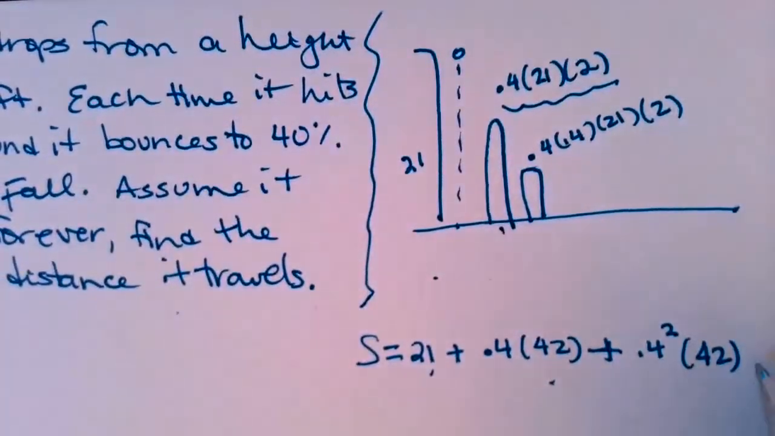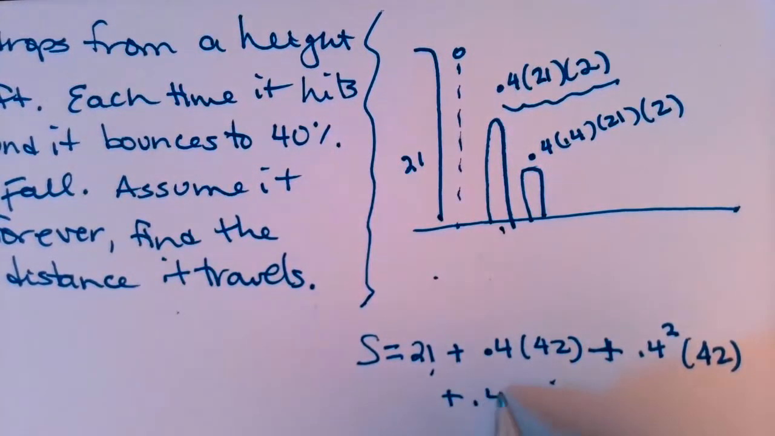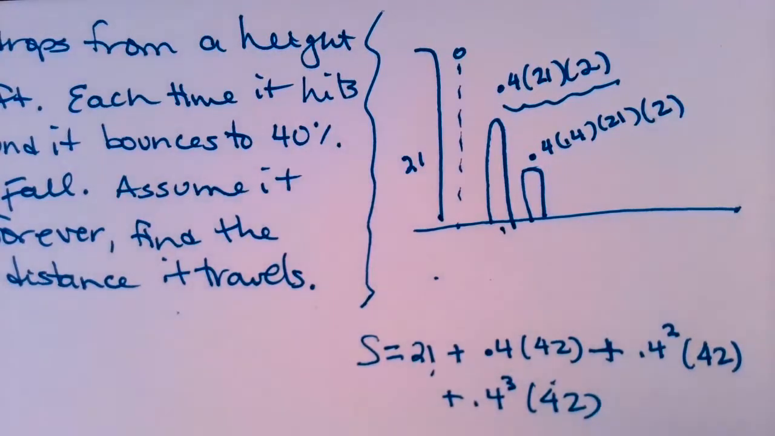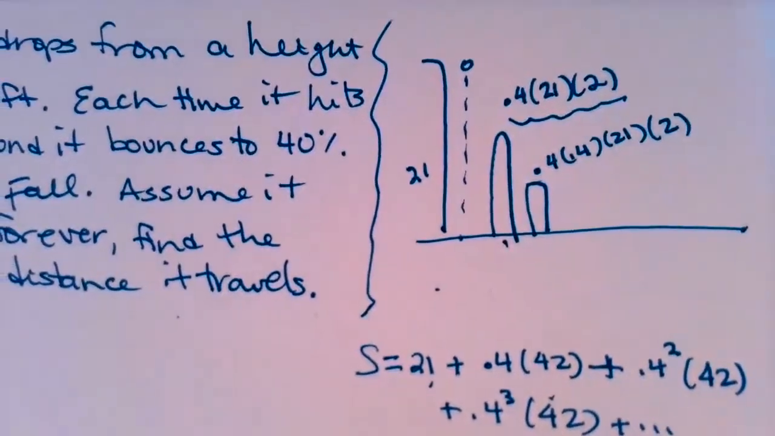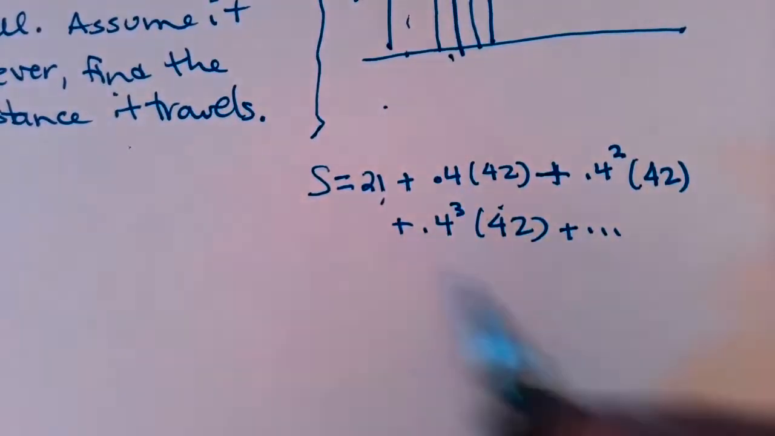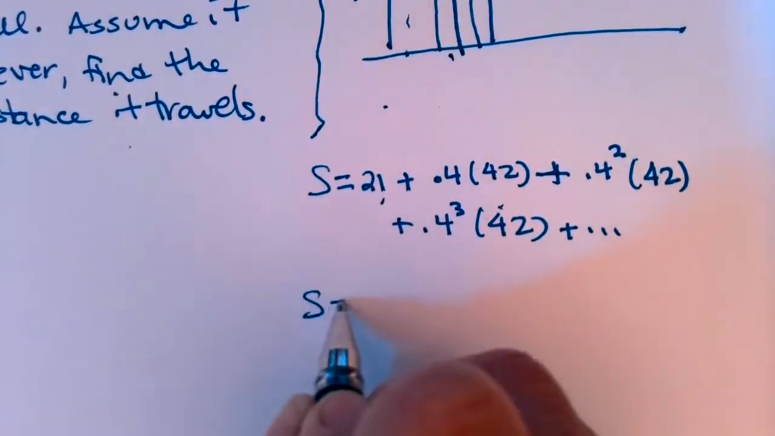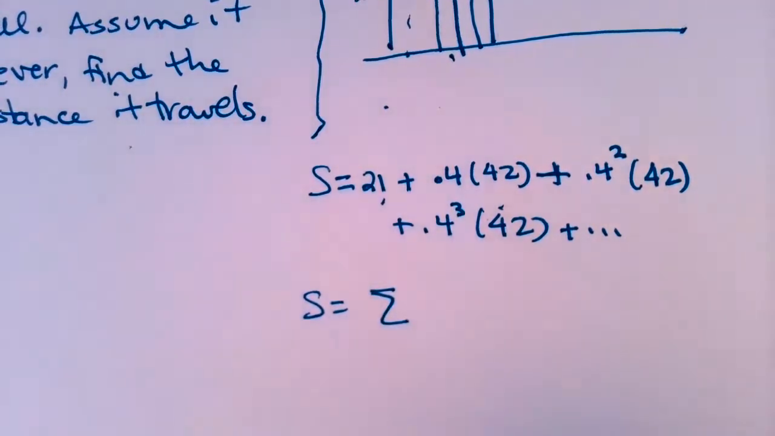Okay. Can you imagine what the next term would be? Plus 0.4 cubed times 42. It goes on forever, so plus on out to infinity. So can we write a formula for what's going on? Can we write a summation notation for this?